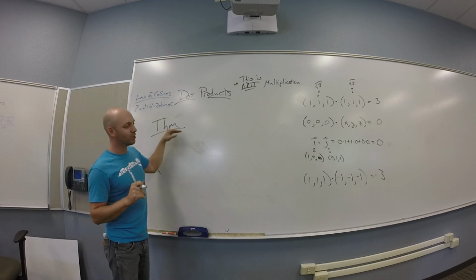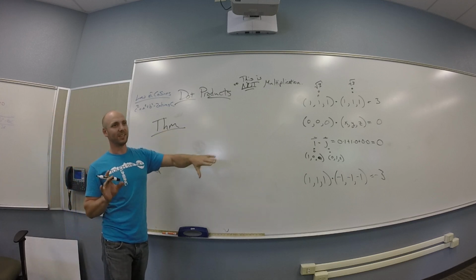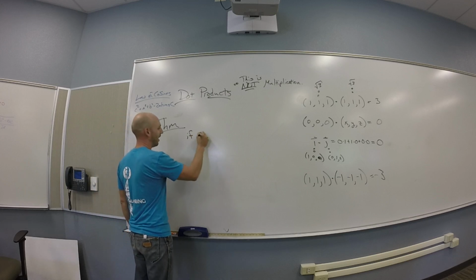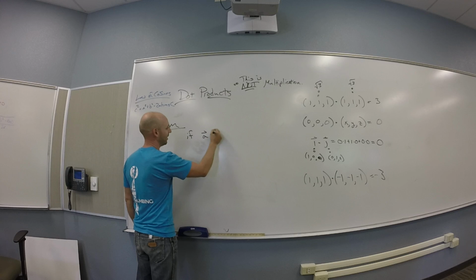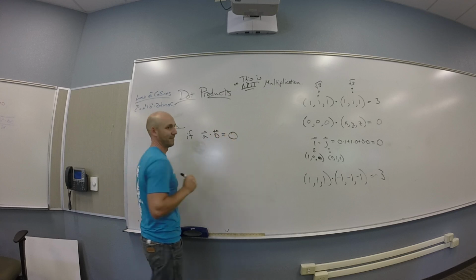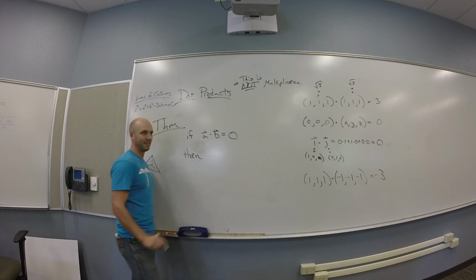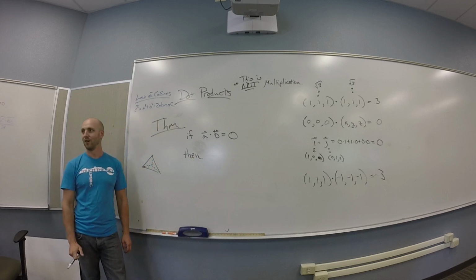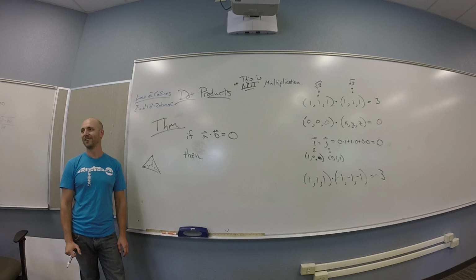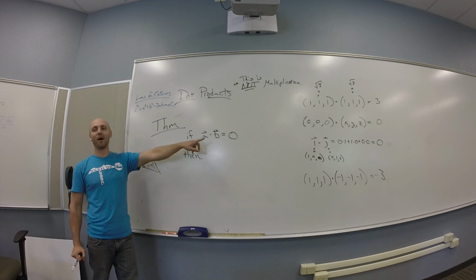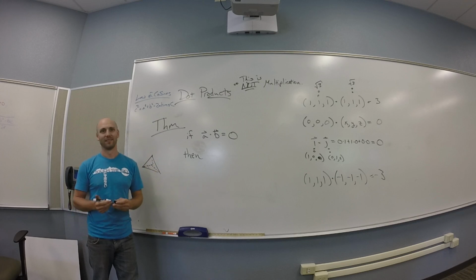The most useful thing for this is just: if A dotted with B is 0, then, you could do even better than that. So if you get 0 out of the dot product, then they should be perpendicular, right?